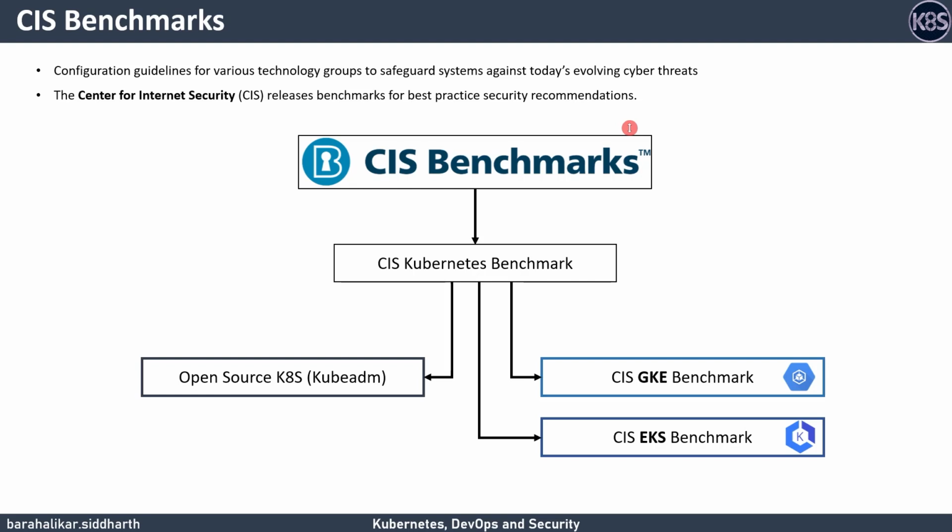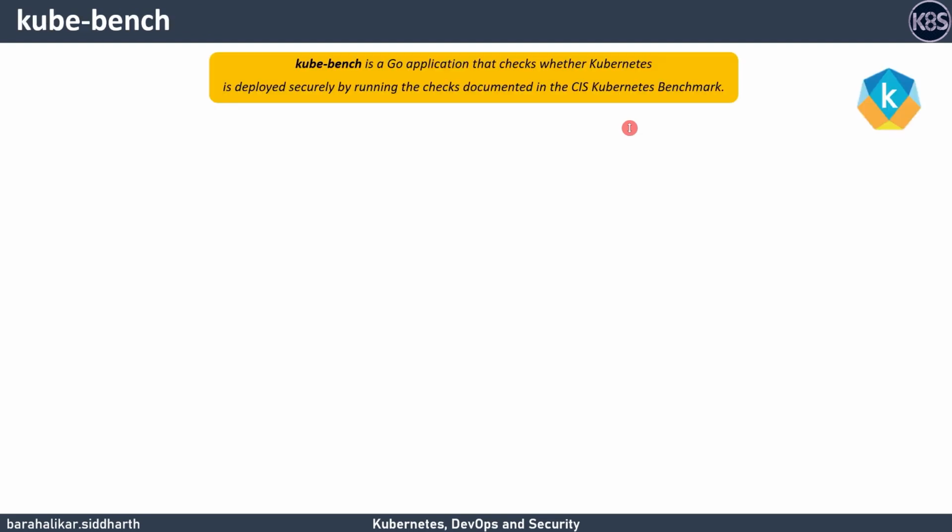So in order to use this and test our kubeadm cluster, you can either do this manually by checking the benchmark PDF, or we can also make use of tools. So we will be making use of a tool called Kube-bench, which is a Go application that checks whether Kubernetes is deployed securely by running the checks documented in the CIS Kubernetes benchmark.